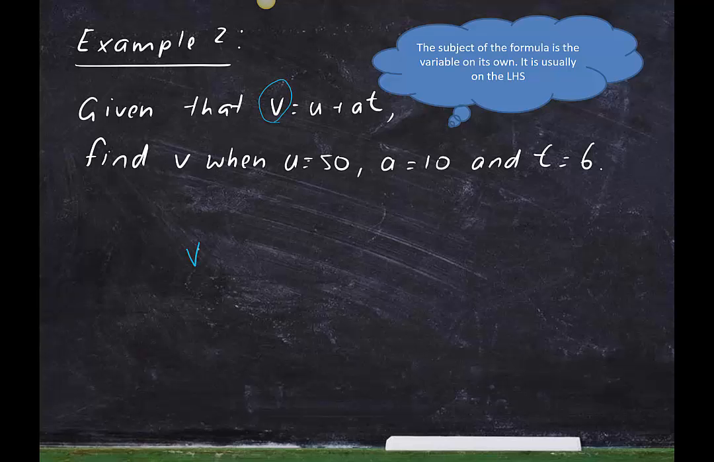So v, u is 50, put that in brackets, plus a, which is 10, bracket. We can just put a dot for a multiplication. It just saves making it look really complicated. So a dot means times, and t is 6. So remember we do our multiplication first. So we've got 50 plus 10 times 6 is 60. We then add those together to give us 110.